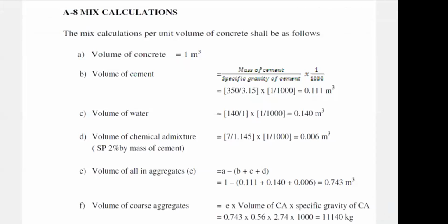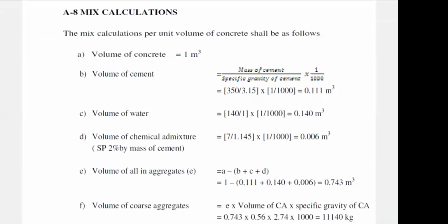Now how to calculate the volume of water? That is water content into 1 upon 1000. We know that the specific gravity of water is 1. So 140 upon 1 into 1 upon 1000 will give you the volume of water. That will be 0.140 m cube. This is how we are calculating the requirement of cement, water, coarse aggregate and fine aggregate for per m cube only.